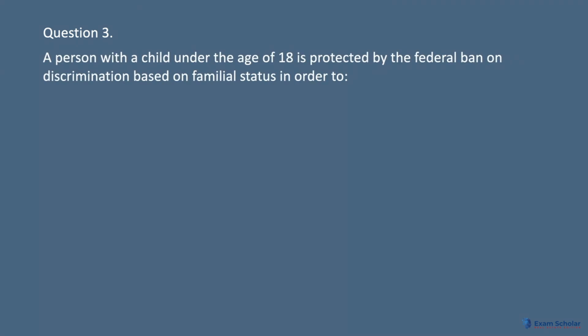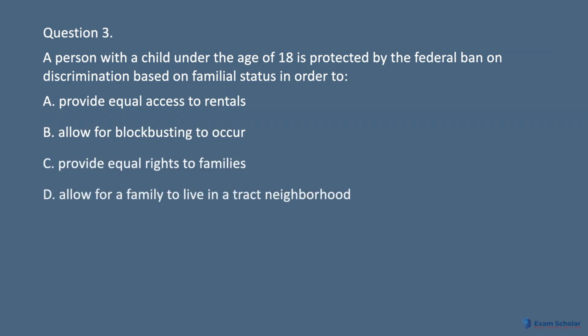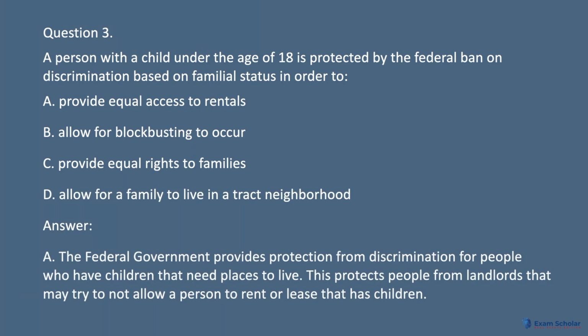Question 3. A person with a child under the age of 18 is protected by the federal ban on discrimination based on familial status in order to: A. Provide equal access to rentals. B. Allow for blockbusting to occur. C. Provide equal rights to families. D. Allow for a family to live in a tract neighborhood. Answer: A. The federal government provides protection from discrimination for people who have children that need places to live. This protects people from landlords that may try to not allow a person that has children to rent or lease.